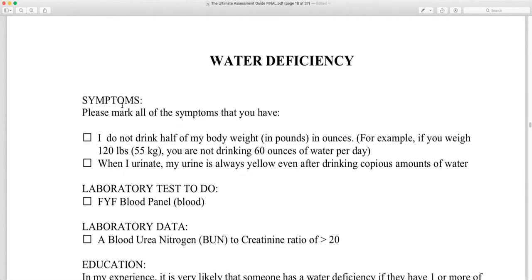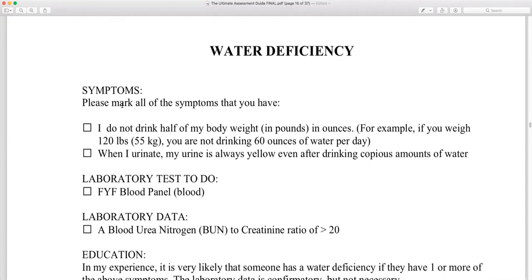And then water deficiency. If you do not drink half of your body weight in ounces, for example, if you weigh 120 pounds, you're not drinking 60 ounces of water per day. If you're measuring yourself in kilograms, it's about the same number of kilograms. And when you urinate, your urine is always yellow even after drinking copious amounts of water. This is indicating dehydration. So we stick this in the deficiency section and call it water deficiency, but it's basically dehydration.